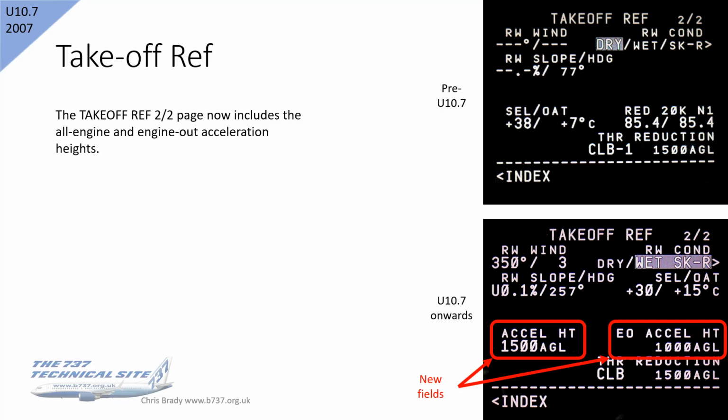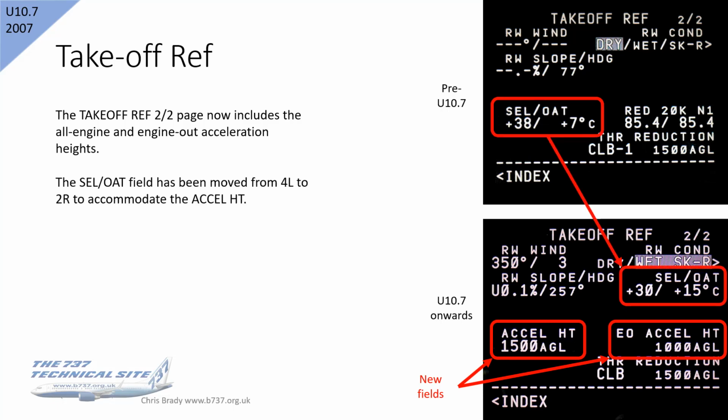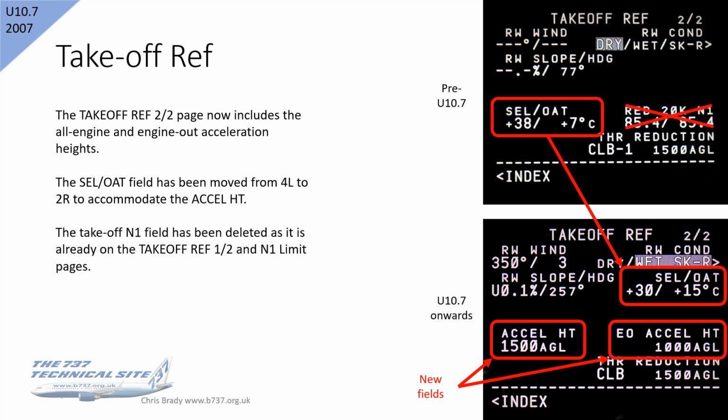So the first thing it did was include the all engine and engine out acceleration heights, which are shown there in red. The second thing it did was shift the selected and OAT field over to the right. That was to accommodate the acceleration heights. The third thing it did was delete the takeoff M1 field, because that was already there on the takeoff ref 1 page and the M1 limit pages. So it was actually redundant being in that position.